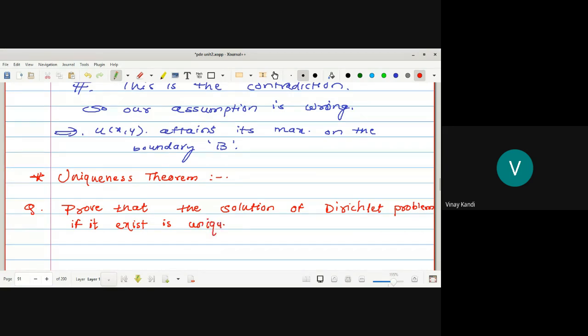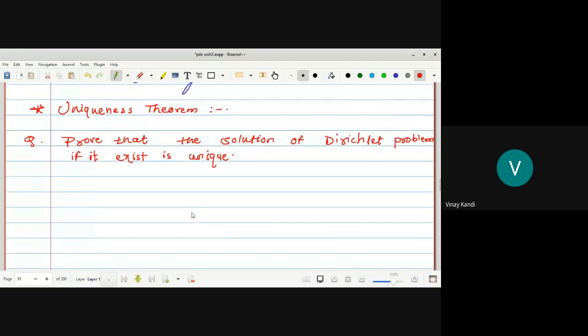Okay, look at the proof. So what is the proof? Let us assume u1 and u2 are the two solutions, and define v is equal to u1 minus u2. If v is equal to 0, then u1 is equal to u2. So this is the method to prove the solution is unique for any problem.